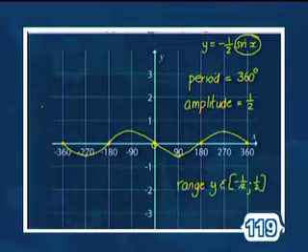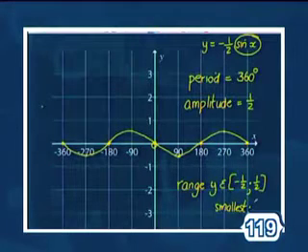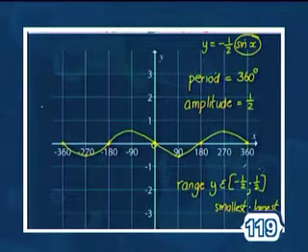And please, guys, make sure that when you do your range, you always list it from smallest value, semicolon, up to largest value. If you do it the other way around, we would mark it wrong. So range always goes from the lowest point that the graph reaches up to the highest point.